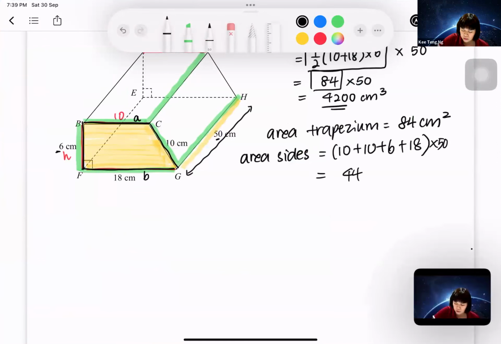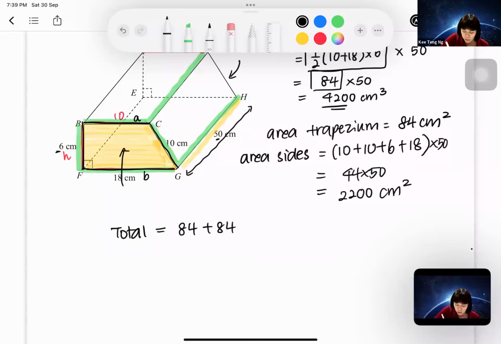Okay, 44 times 50 to be 2200 cm square. So if I want my total surface area, I take the front here and the back here, which is 84 plus 84, plus all the sides around me, which is 2200. And that will give me 2368. Now notice that this number is an exact number, so don't need to round off. It's an exact answer. Keep this as the third answer.